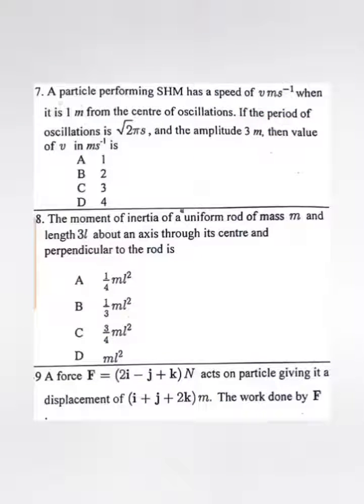In number 37, we have a particle performing simple harmonic motion that has a speed of v meter per second when it is 1 meter from the center of oscillations. If the period of oscillations is √2 pi seconds and the amplitude 3 meters, then the value of v in meter per second is, and we have these options. So in questions asking for v when the amplitude, the distance from the center of oscillations, and mostly the period has been given, we use v squared equals omega squared into a squared minus x squared, where v is the linear speed, omega is the angular speed, a is the amplitude of oscillations, and x is the distance of the particle from the center of oscillations.